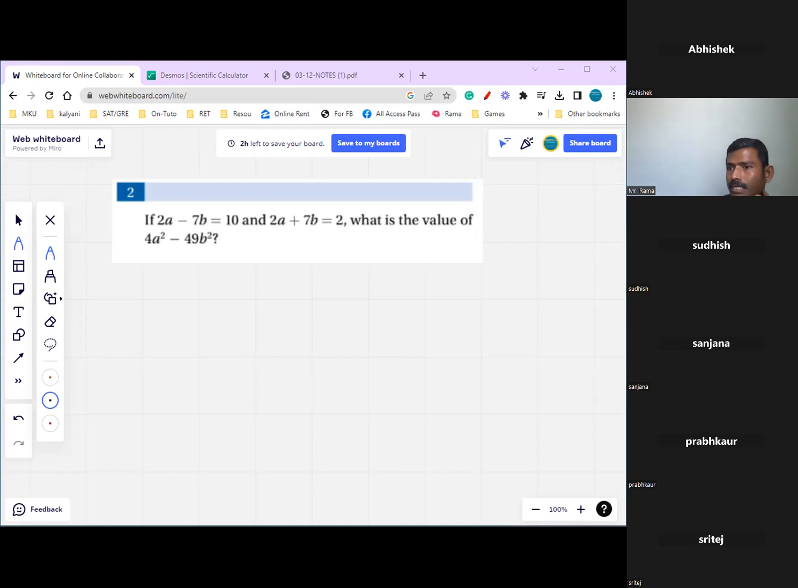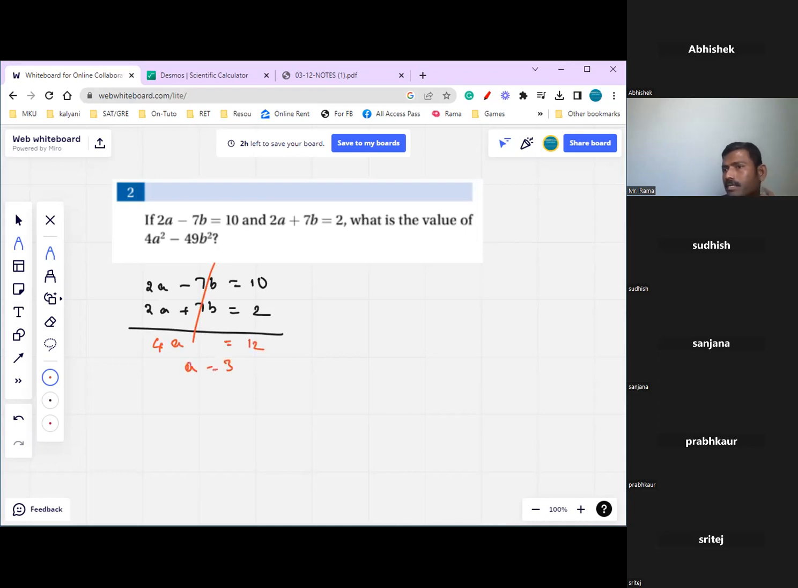So the first thing we think of doing with this problem is, okay, 2a minus 7b is 10, and also 2a plus 7b is 2. And normally the first thing that comes into our mind is the elimination method. So you want to eliminate them, and then you get 12a, a is 3.